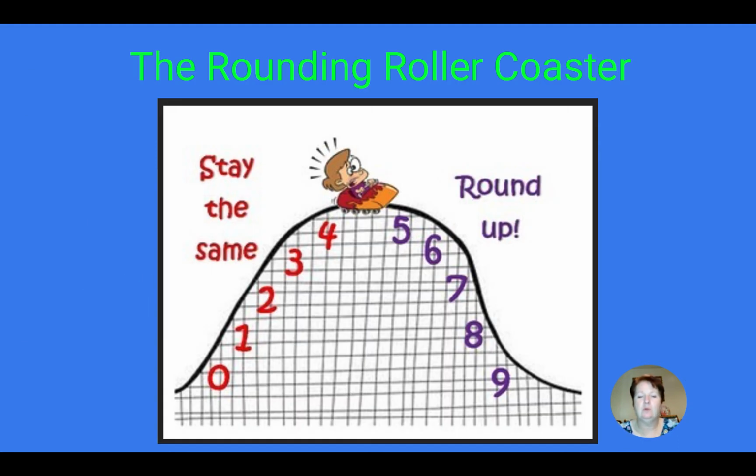This is the rounding roller coaster. This kind of gives you a visual cue of understanding that if your number is 0, 1, 2, 3, or 4 in the number to the right of the number you're rounding, the number you're rounding will remain the same. If the digit to the right of the number that you are rounding is a 5, a 6, a 7, an 8, or a 9, the digit you are rounding will go up 1.